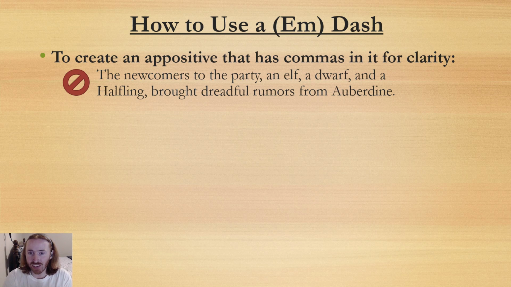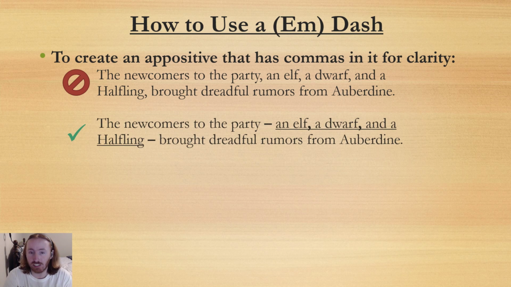So the appositive here is, where does it start? You can't tell immediately because of the commas. So using the em dash, it's immediately clear. The newcomers to the party—an elf, a dwarf, and a halfling—brought dreadful rumors from Aberdeen. This is much easier to read than the first one. I think we can all agree.